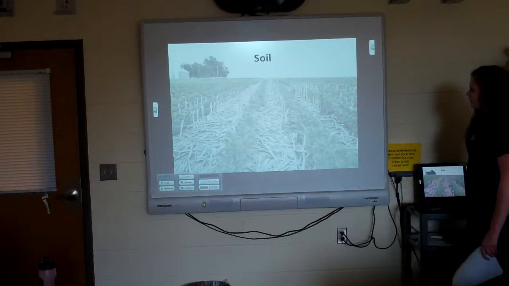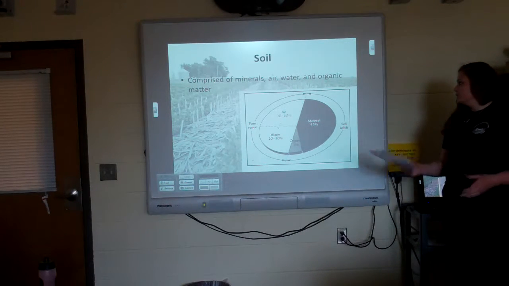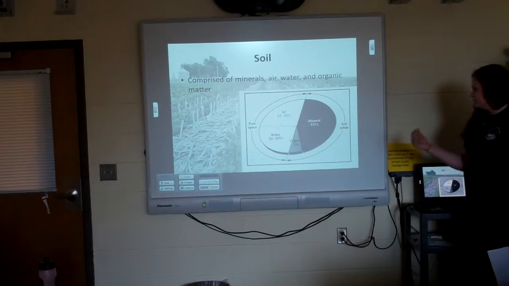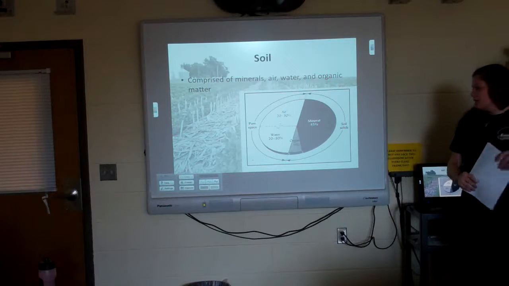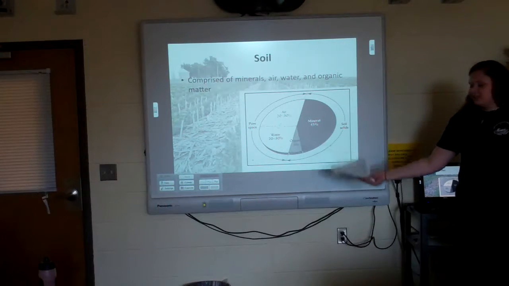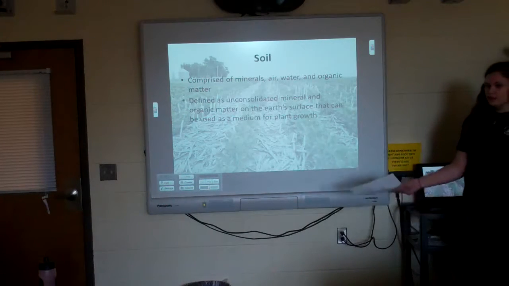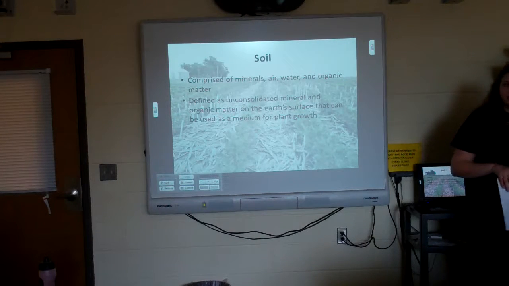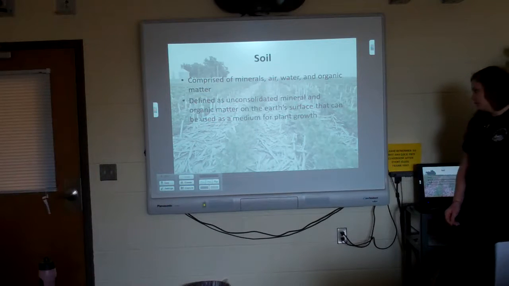So, some basics about soil. It's comprised of minerals, air, water, and organic matter. There's two parts to it: pore space and soil solids. The soil solids are minerals and organic matter, and the pore space is air and water. You can define it as an unconsolidated mineral and organic matter on the Earth's surface, which is used as a medium for plant growth.